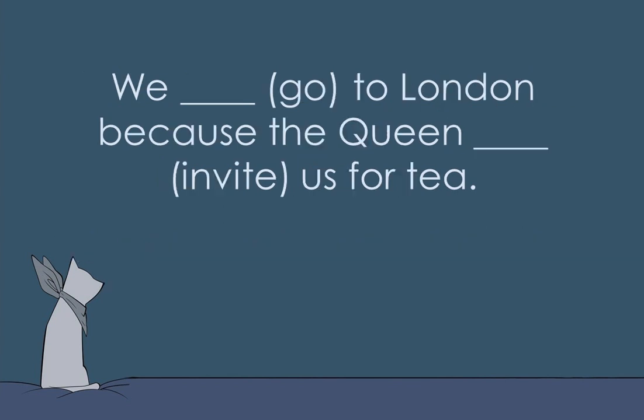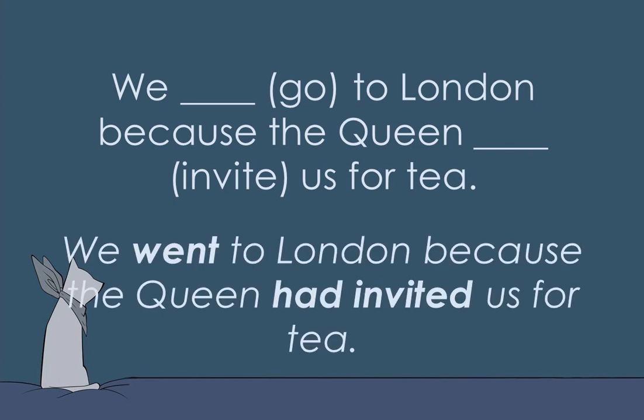2. We go to London because the Queen invited us for tea. In this sentence, we are sure that the verb invite happened first before the word go. Therefore, the word invite should have the past perfect tense of the verb and the verb go should have the past tense. The sentence should be, we went to London because the Queen had invited us for tea.